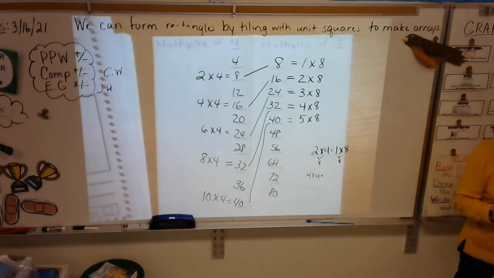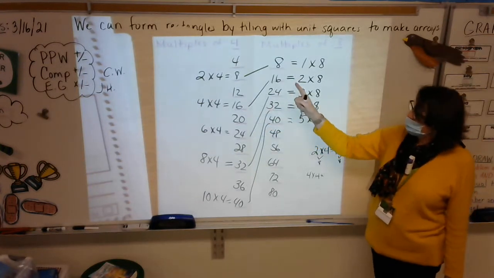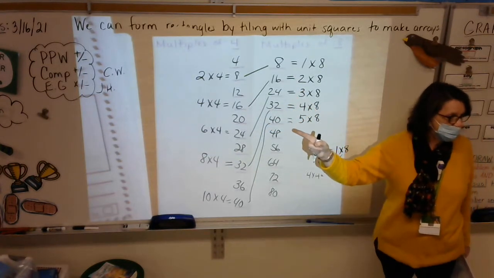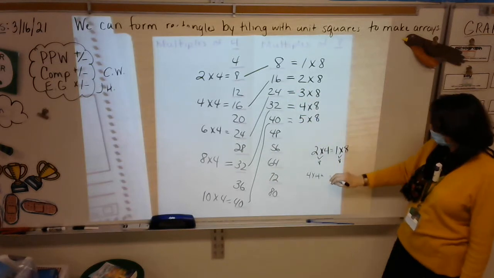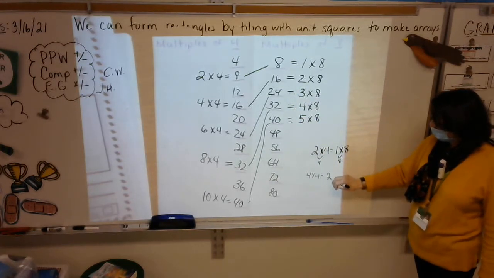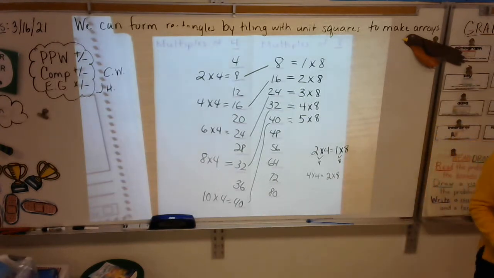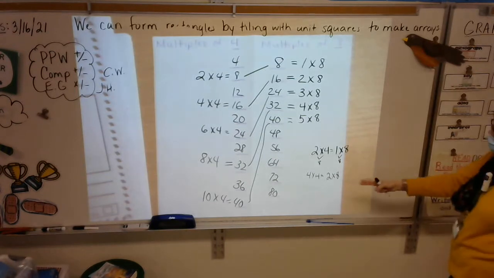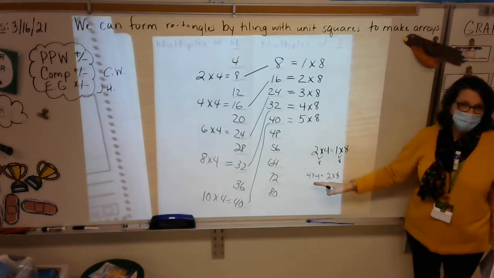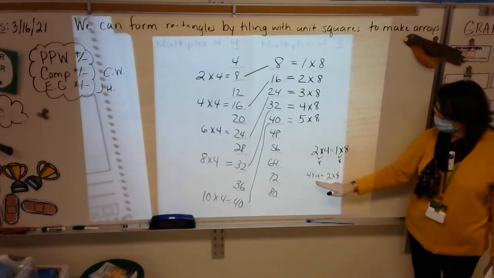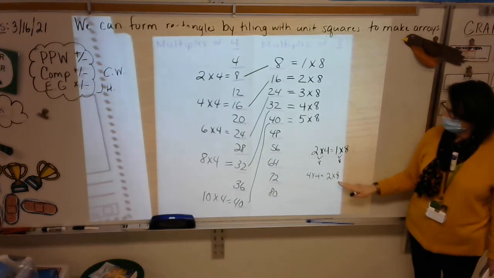Well, 4 times 4 is 16. How many 8s does it take to make 16? Everybody. 2 eighths. So we're gonna write 4 times 4 equals 2 times 8. We don't need the product in there as long as our equation has the same value on both sides. 4 times 4 is 16, 2 times 8 is 16.